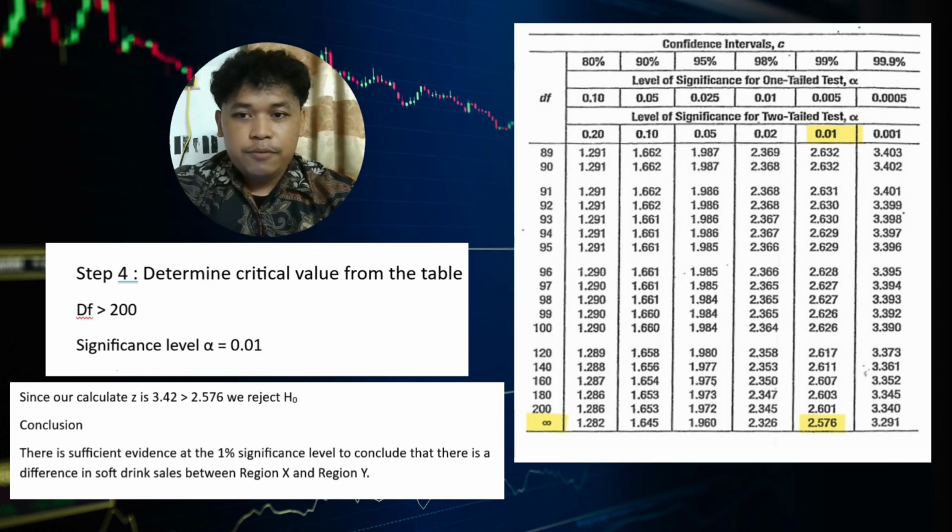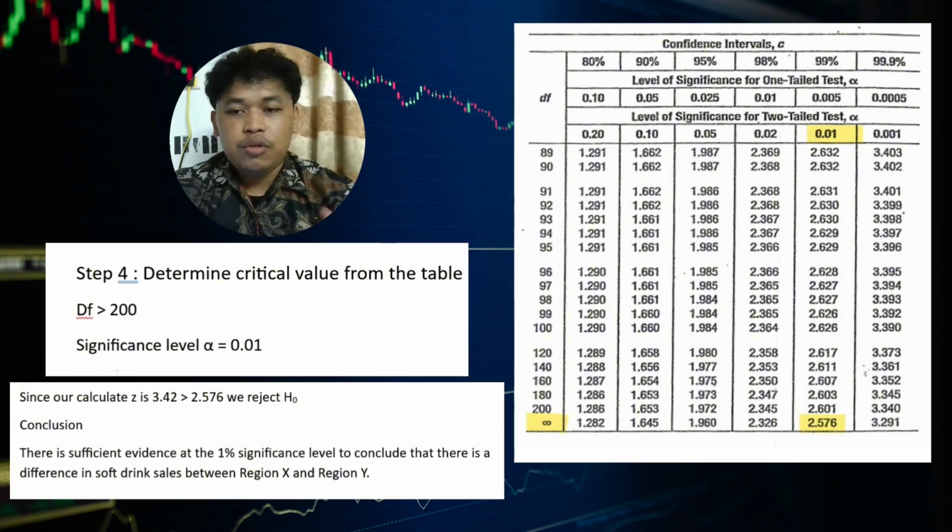The last step, step 4, we need to find the Z value for significance level alpha 0.01. Since our degrees of freedom are bigger than 200, we will use infinity. If we look at the table, we get our Z value, which is 2.576. Since our calculated Z value of 3.42 is bigger than 2.576, we reject the null hypothesis. In conclusion, our decision is there is sufficient evidence at the 1% significance level to conclude that there is a difference in soft drink sales between region X and region Y.